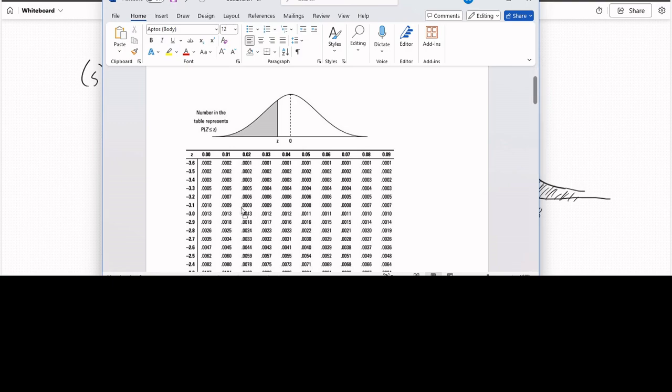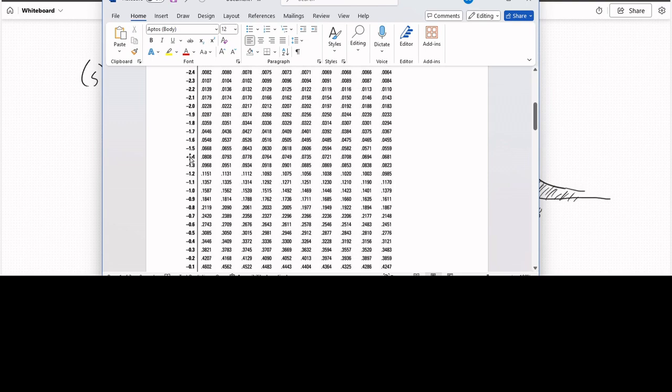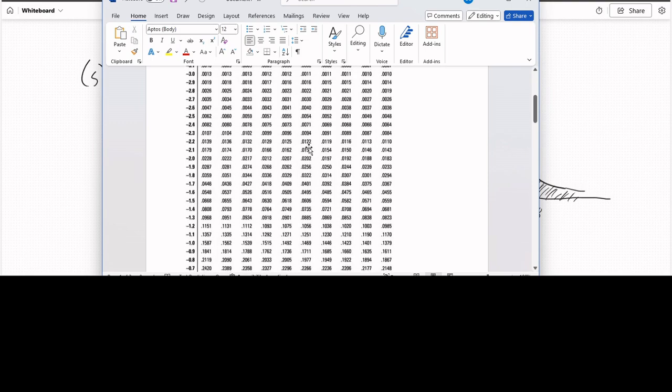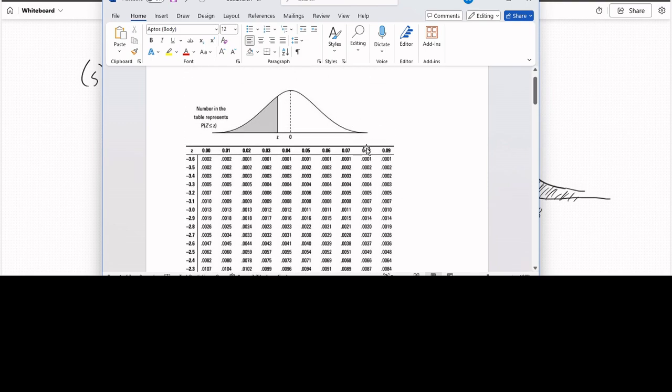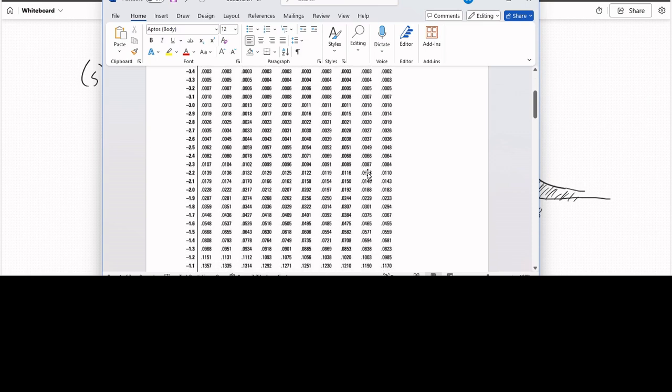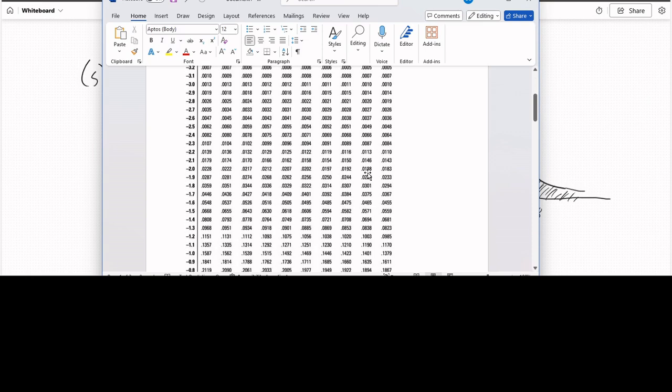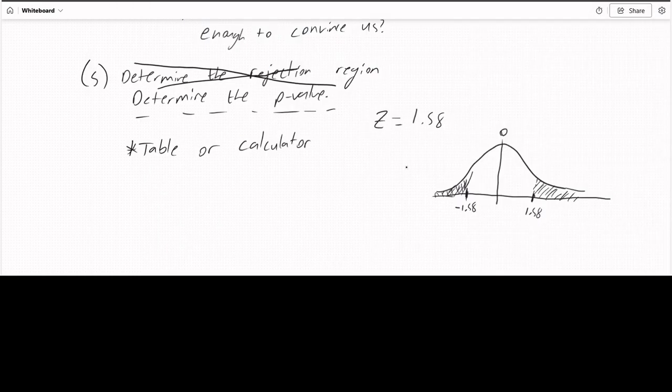Okay, so let's see. So there we go. So negative 1.5. Oh, might as well find the 8 up here. Hold on. Okay, so it's this column. Let me move down. Negative 1.58 is right here. Okay, 0.0571. Okay, so that's the area of this side.